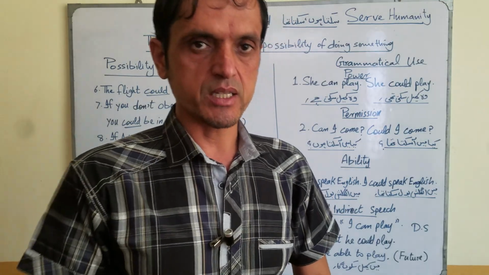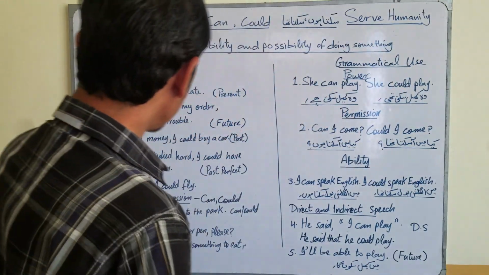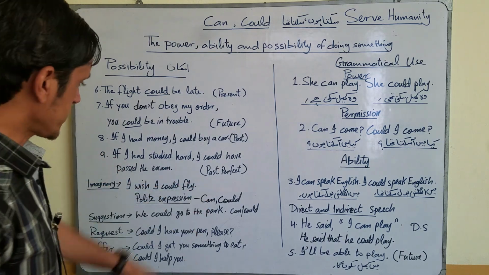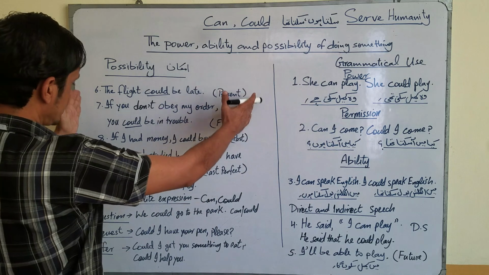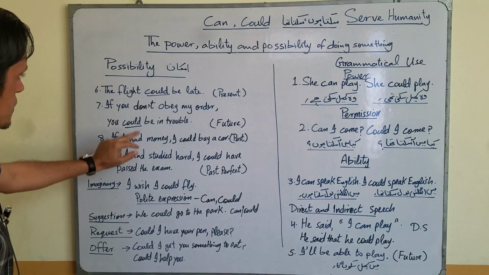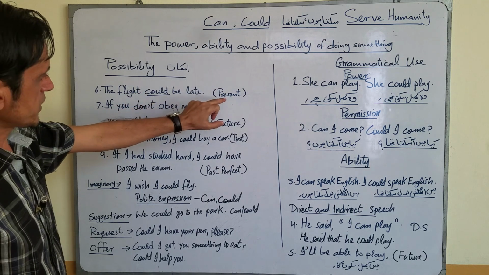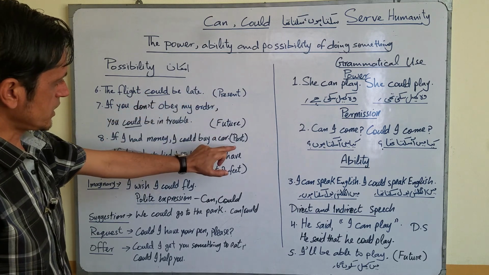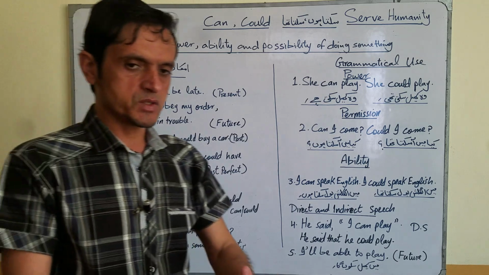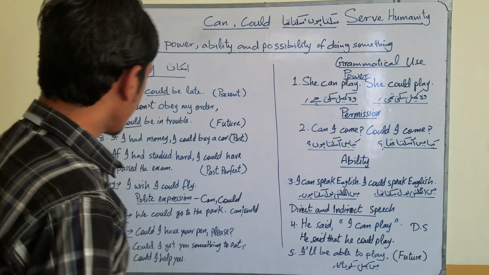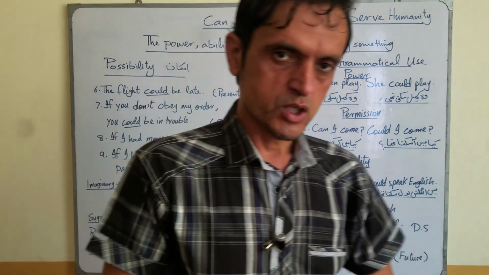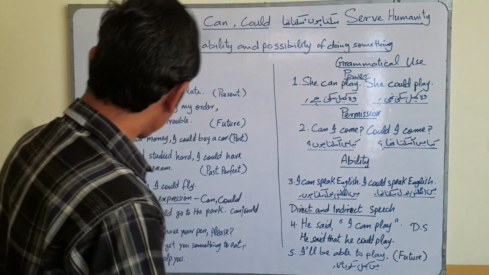If I had studied hard, I could have passed the exam. So here we can also use could for the past perfect tense. So in all these sentences from 6 to 9, we have used could in this sentence for the present, here for the future, here for the past, and here for the past perfect. So these differences should be kept in mind whenever you use could, so that you can create meanings.